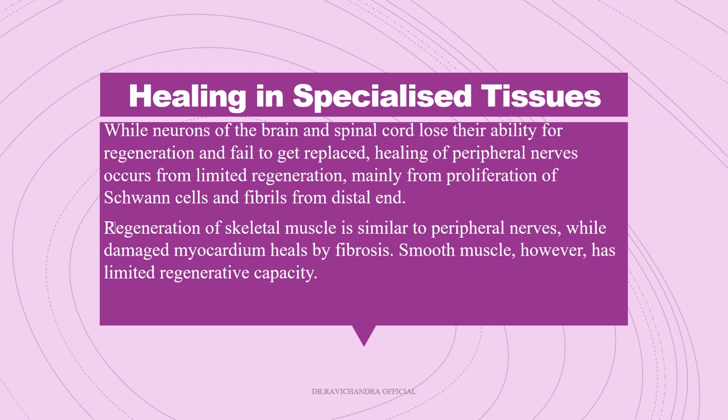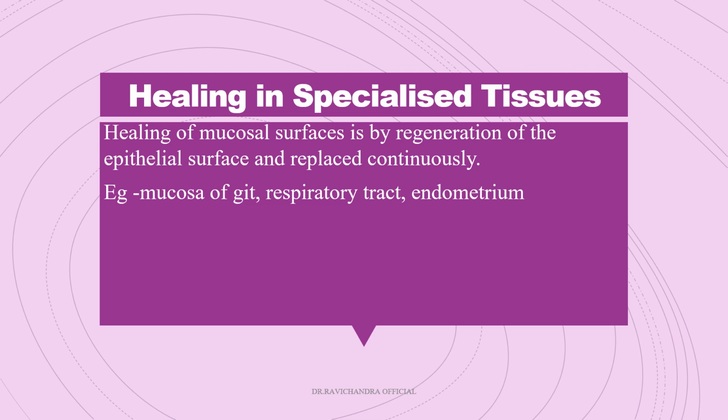Healing in neurons. While neurons of the brain and spinal cord lose their ability for regeneration as they are permanent cells and fail to get replaced, healing of the peripheral nerves occurs with limited regeneration, mainly from the proliferation of the Schwann cells and fibrils from the distal end. When coming to skeletal muscle healing, regeneration of skeletal muscle is similar to that of a peripheral nerve, and a damaged myocardium will heal by fibrosis. Smooth muscle has limited regenerative capacity.